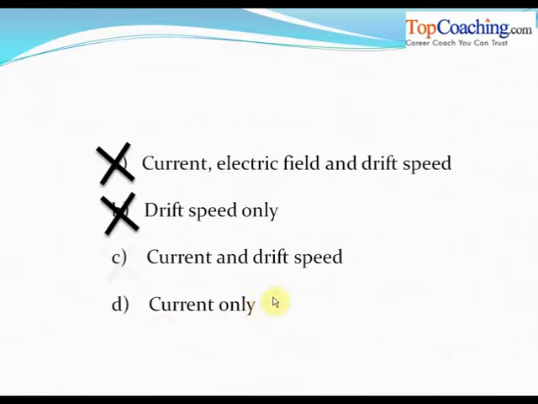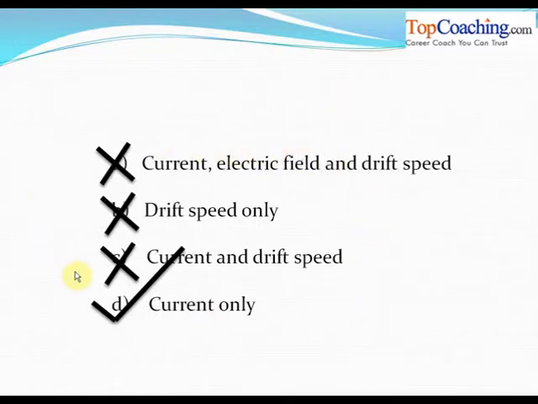Option number 3 is also wrong because again drift speed is not constant. Option number 4 is the correct option because it says only the electric current is constant, which is so true, because we just saw that as in the case of water flow, when mass flow rate is constant, current, the charge flow rate, is also always constant irrespective of the area of cross section. So that was our final answer.